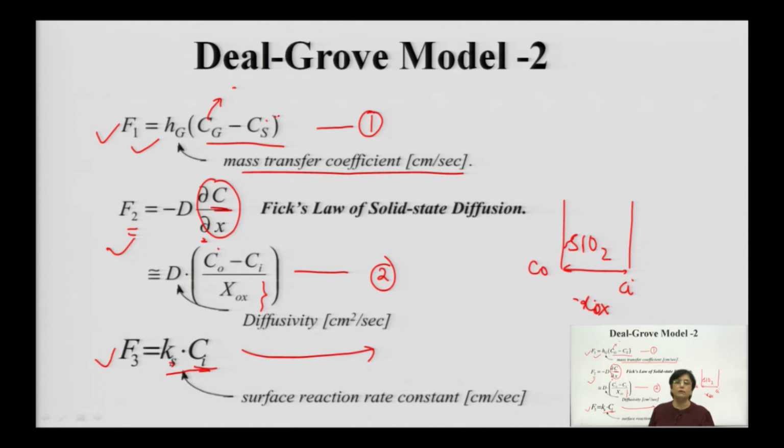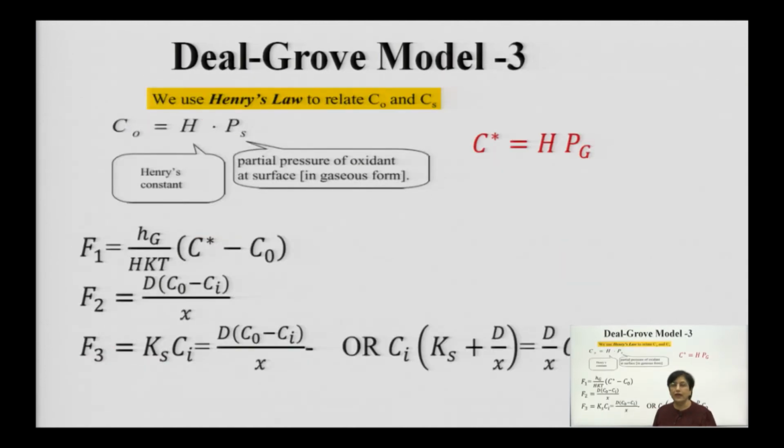Now, under equilibrium all these fluxes are going to be the same, and therefore I apply a gas law, and that gas law is basically Henry's law, which says that under equilibrium condition, the concentration of the species inside a solid is proportional to the partial pressure of the species in the surrounding. Here we have a surrounding gas, and that constant of proportionality is known as Henry's constant.